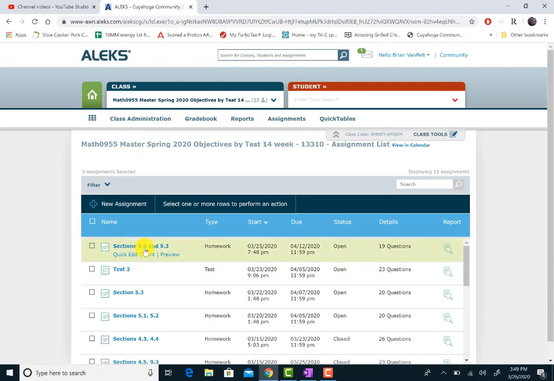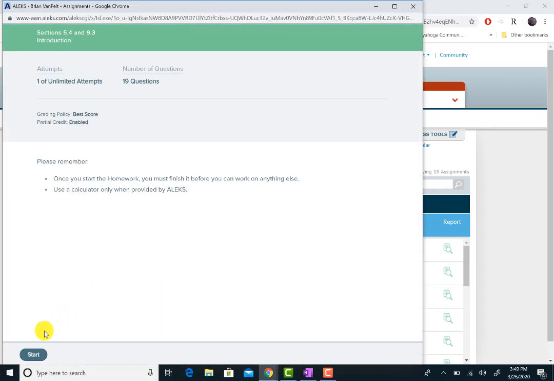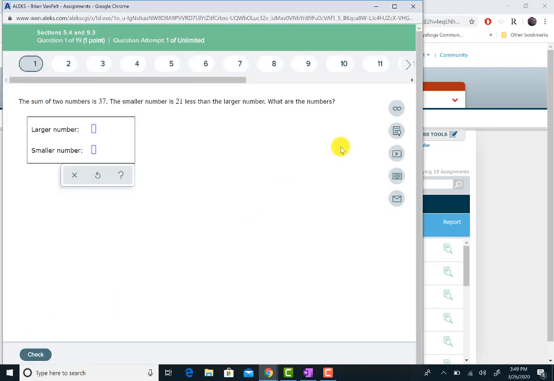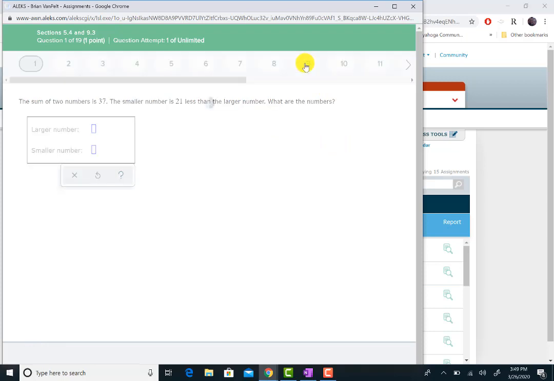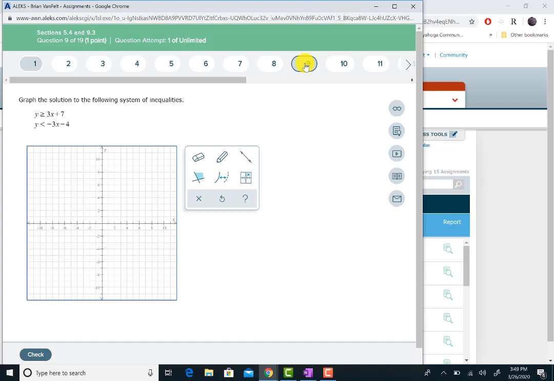So here it is, sections 5.4 and 9.3. Let me click into here and see if I can find myself an inequality. Most likely, I can find them near the end of the problem list, but we'll try. Okay, there's 19. All right, so this one might be perfect. I just want to show you how it works. They've already got it in slope-intercept form. So I'll start with the first line, y is greater than or equal to 3x plus 7. The first thing I would do is put a 7 on the y-axis.